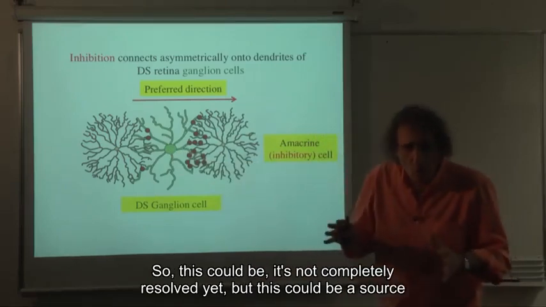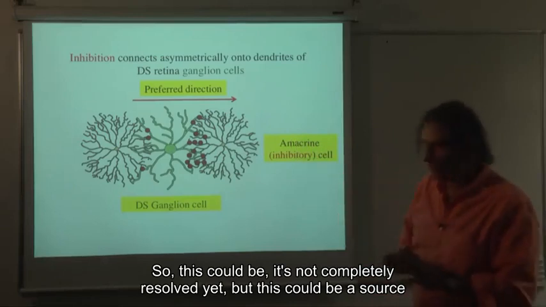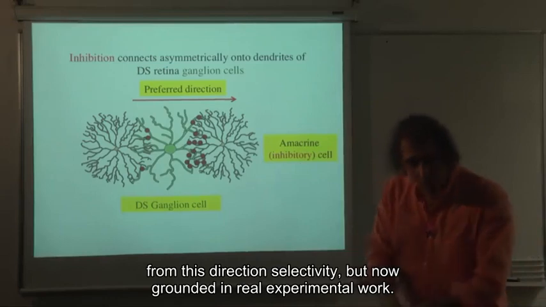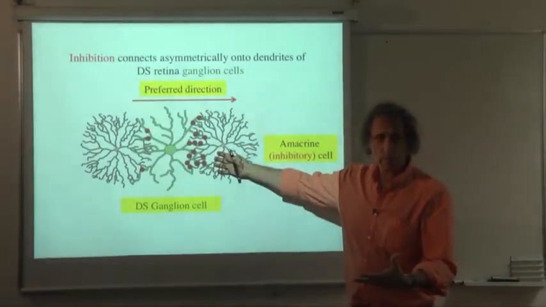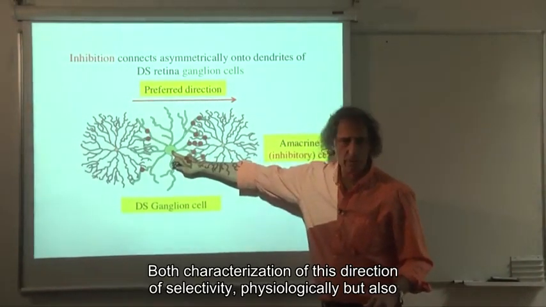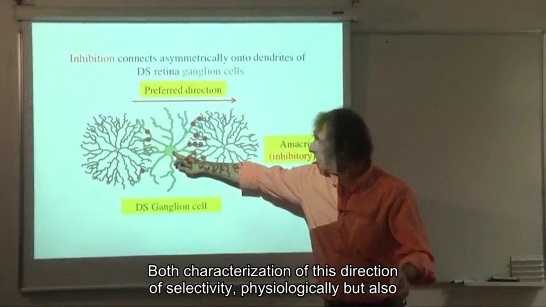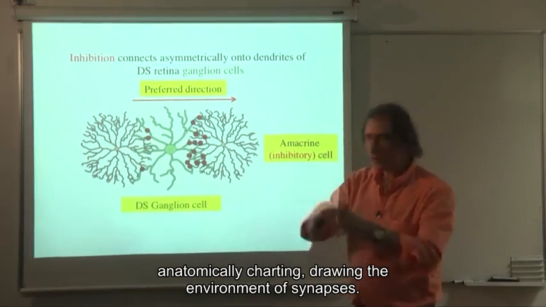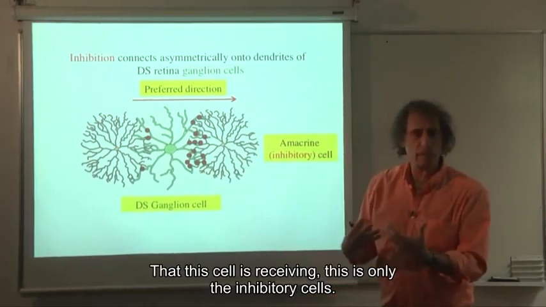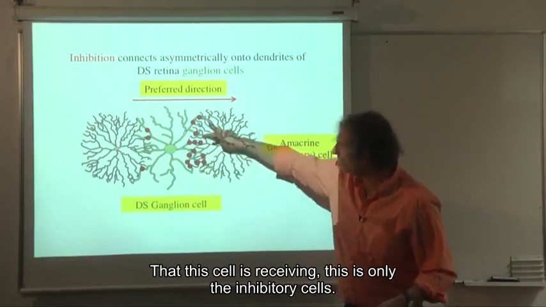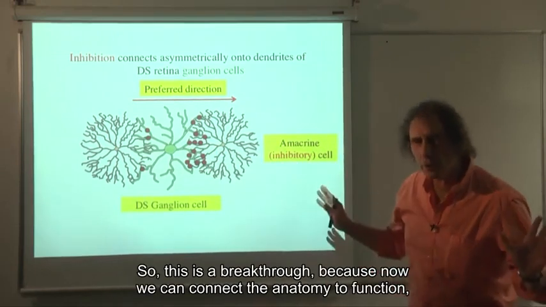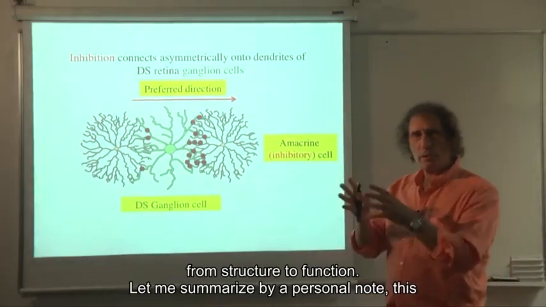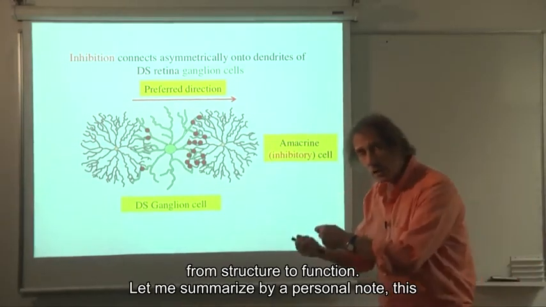So this could be, it's not completely resolved yet, but this could be a source of this directional selectivity, but now grounded in real experimental work. Both characterization of this directional selectivity physiologically, but also anatomically charting, drawing the environment of synapses that this cell is receiving. This is only the inhibitory synapses. So this is a breakthrough because now we can connect the anatomy to function, from structure to function.